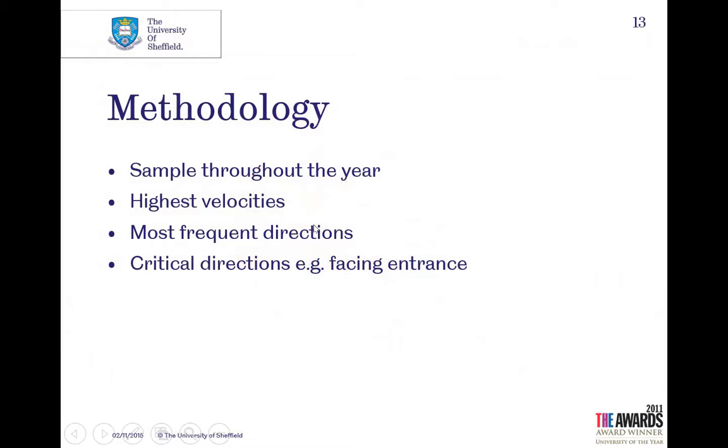Look for the highest velocities. We're more concerned with the high velocities. Look for the most frequent directions. In Sheffield it comes from all around, but some cities have a much more directional wind. And then you don't need to test the directions that the wind doesn't come from. Think about critical dimensions. For example, the direction of the wind facing the entrance to your building could be a really critical direction.